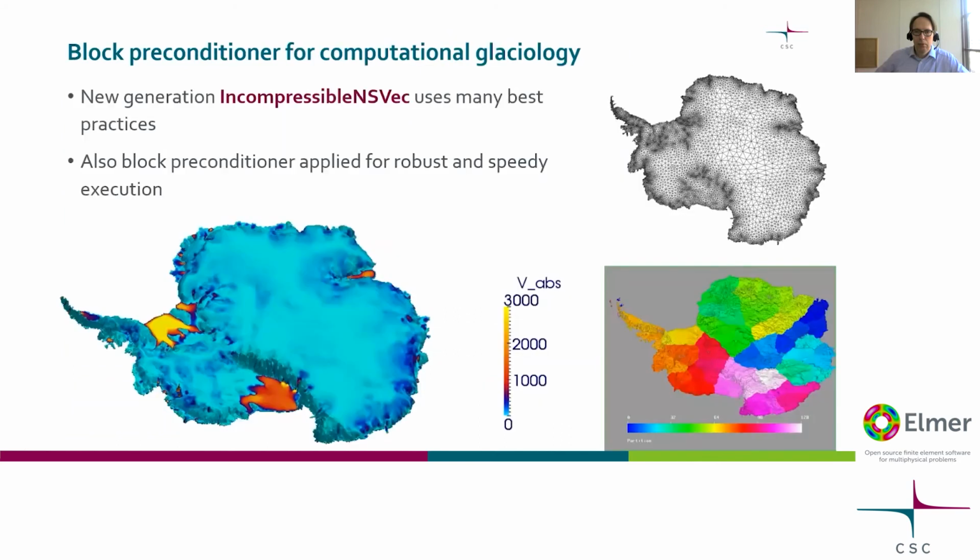And this actually is now implemented as a method in the incompressible Navier-Stokes solver, which is the new generation solver that the Elmer/Ice community uses, which has also some other bells and whistles, such as the threading that Thomas was demonstrating in the demonstration. So not all versions or models of Elmer are threaded, but this one is.